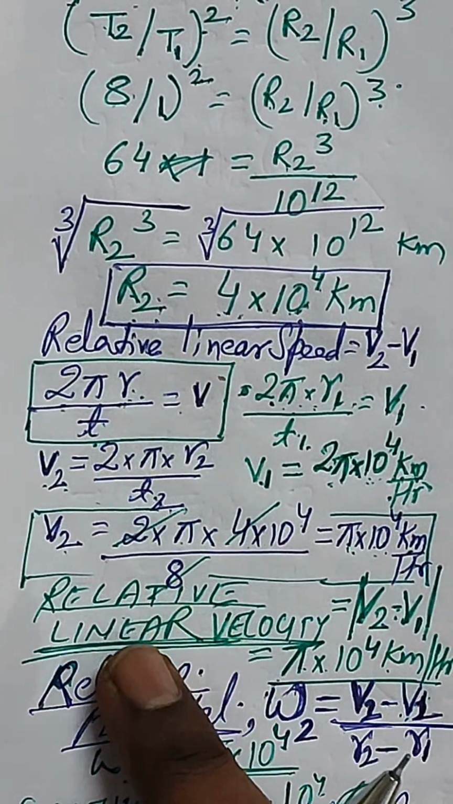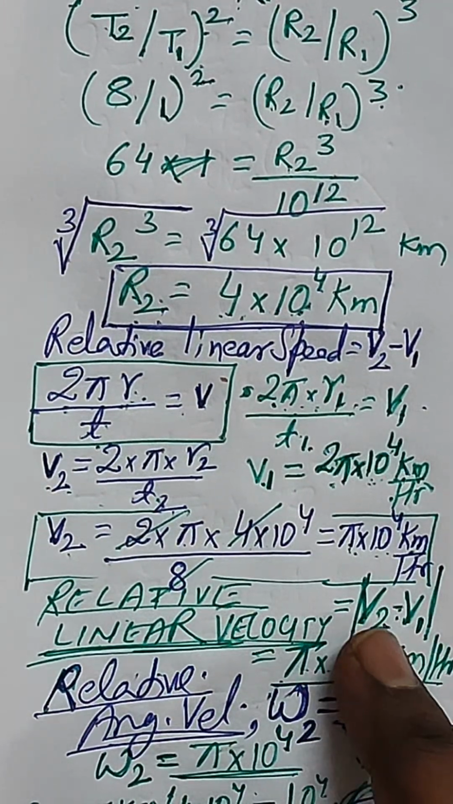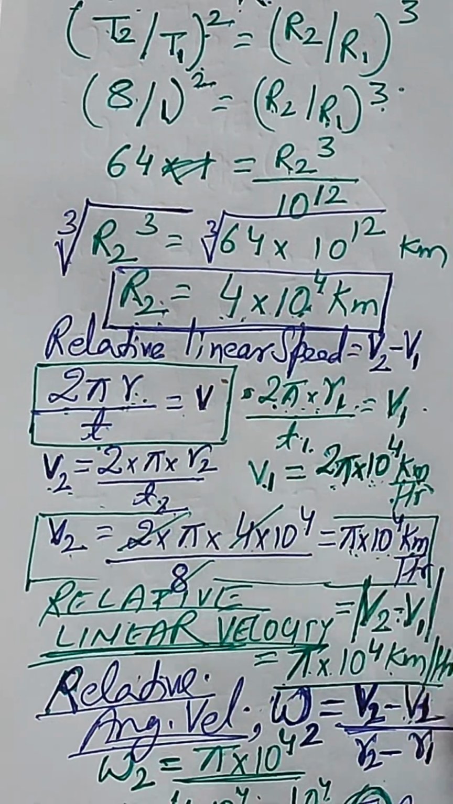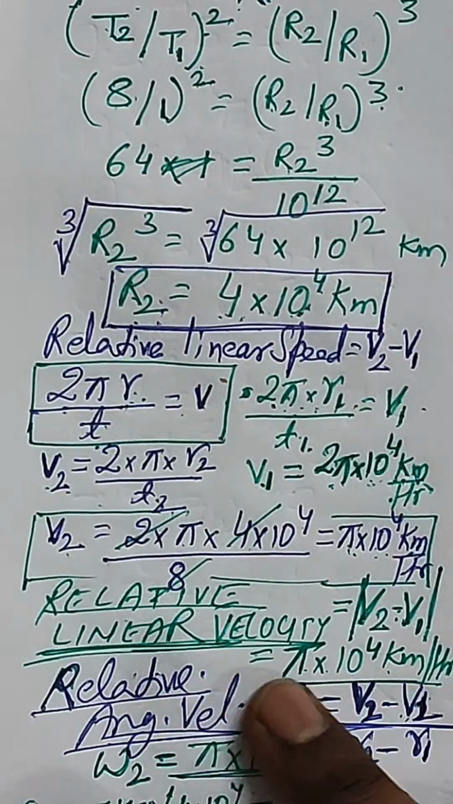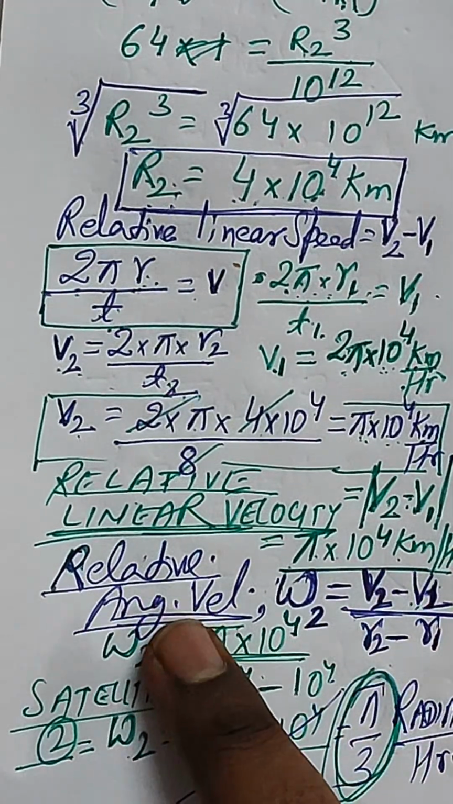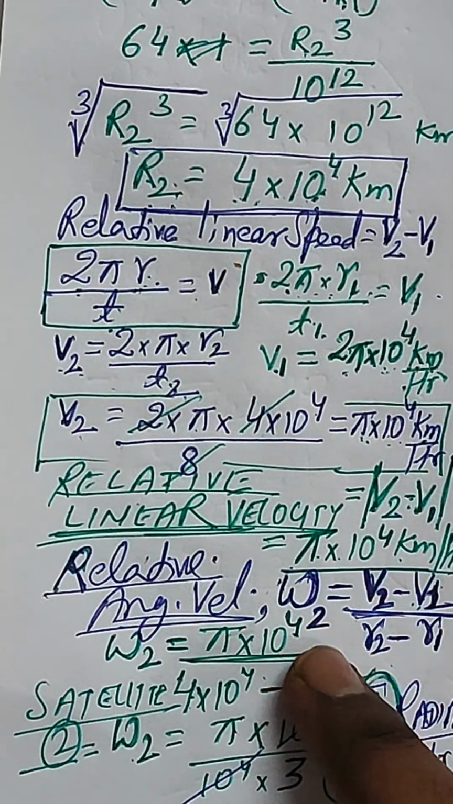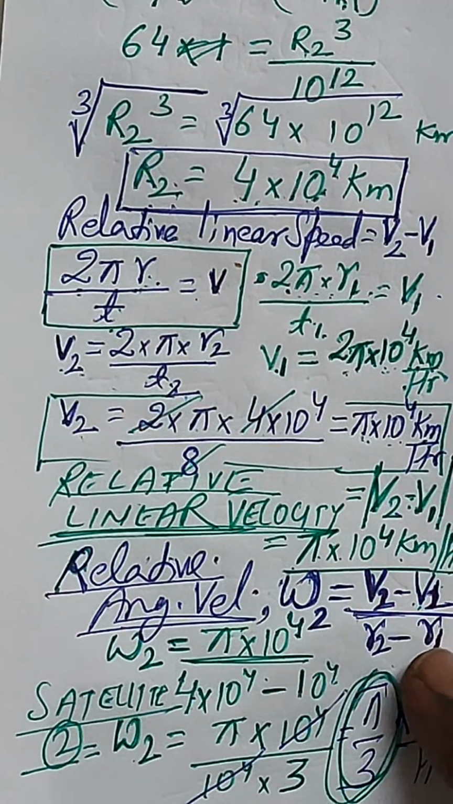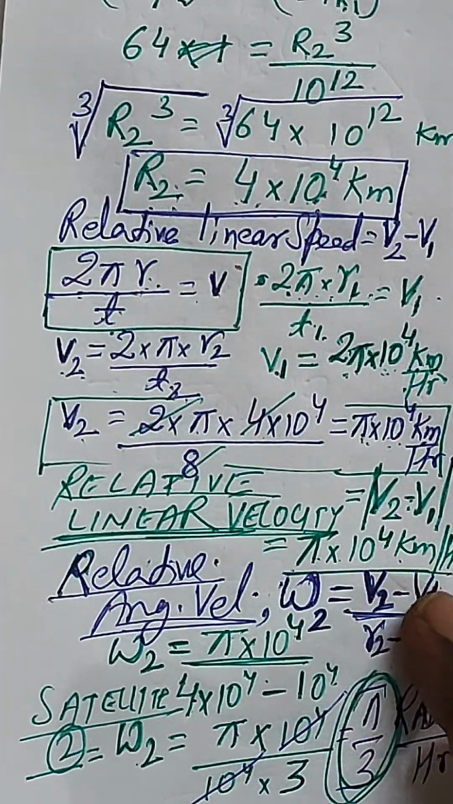In this way, the relative linear speed will be the magnitude of v2 minus v1 or v1 minus v2. That will be equal to 2 pi into 10 to the power 4 kilometer minus pi into 10 to the power 4 kilometer. This will give you pi into 10 to the power 4 kilometer. This is the relative linear velocity. Now for the relative angular velocity, use the formula v equal to r omega. For satellite 2, let us say omega 2 is the relative angular velocity which we are about to calculate. This will be equal to v2 minus v1 by r2 minus r1. And we have already calculated v2 minus v1, that is pi into 10 to the power 4 kilometer per hour.